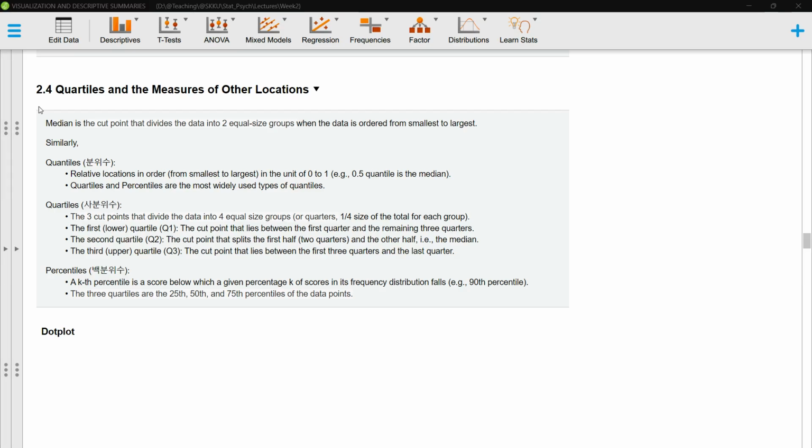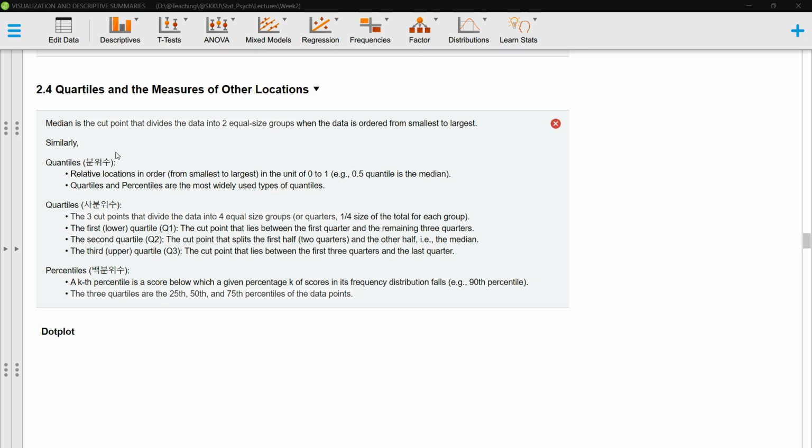Okay, let's talk about the quartiles and the measures of other locations. And think about the median. The median is the cut point that divides the data into two equal size groups when the data is ordered from smallest to largest, right? So the median is the cut point for the 50-50 division.